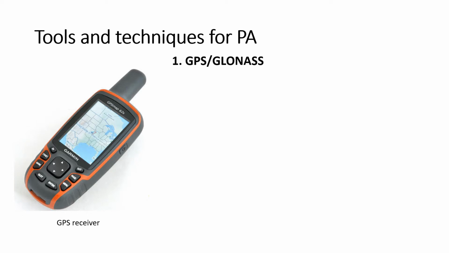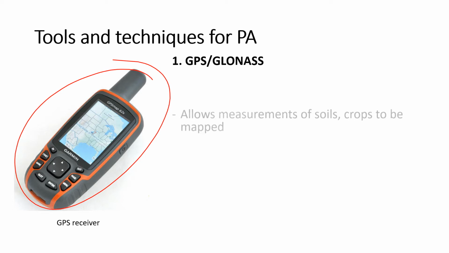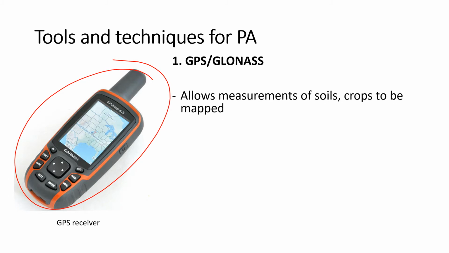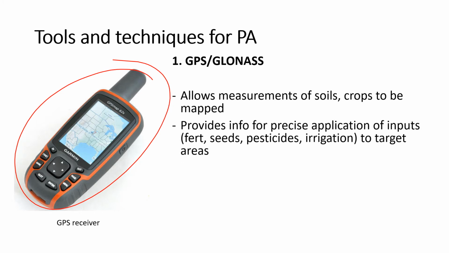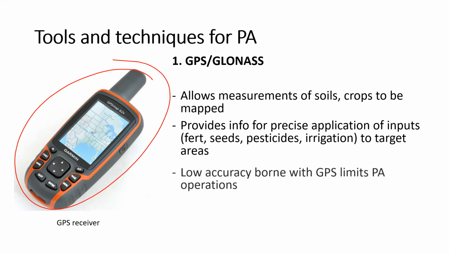The first one is the GPS. Okay, so this is how a modern GPS looks like. This is a Garmin 62S kind of GPS. So we are saying that this GPS allows measurements of soils, crops to be mapped, but also provides information for precise application of inputs such as fertilizers, seeds, or pesticides, or irrigation to target areas.